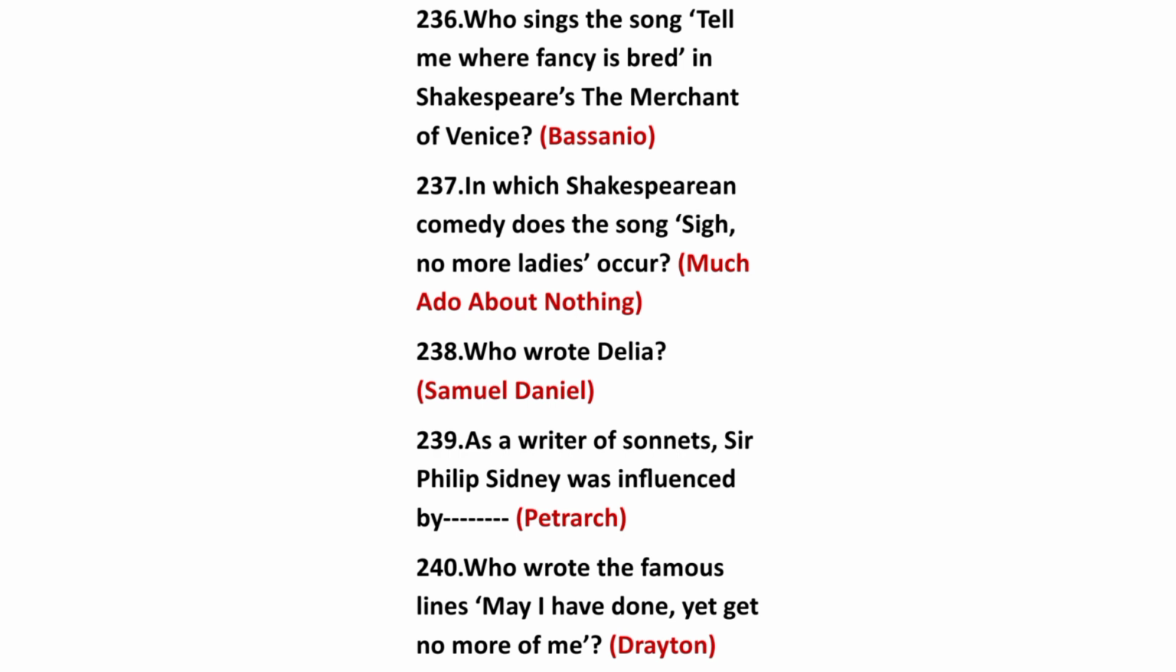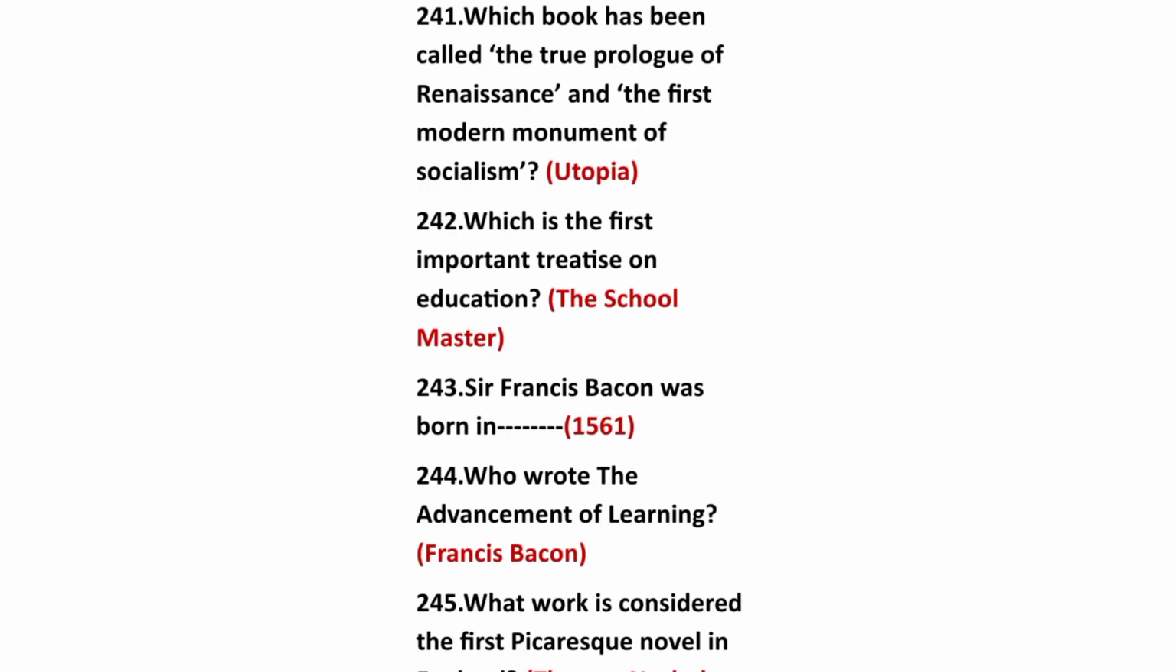Who sings the song "Tell Me Where Is Fancy Bred" in Shakespeare's The Merchant of Venice? Bassanio. In which Shakespearean comedy does the song "Sigh No More, Ladies" occur? Much Ado About Nothing. Who wrote Delia? Samuel Daniel. As a writer of sonnets, Sir Philip Sidney was influenced by Petrarch, who wrote the famous lines "May have done, yet get no more of me." Drayton. Which book has been called the true prologue of Renaissance and the first modern monument of socialism?